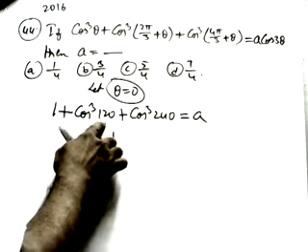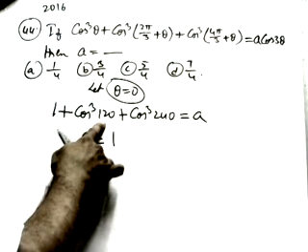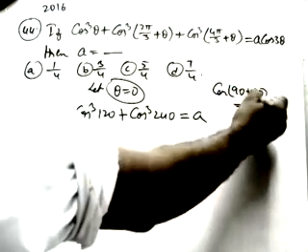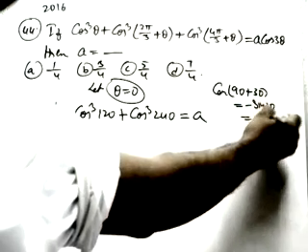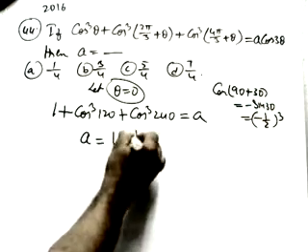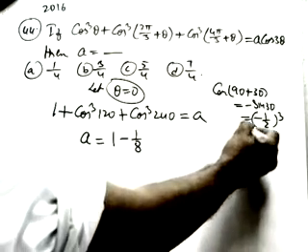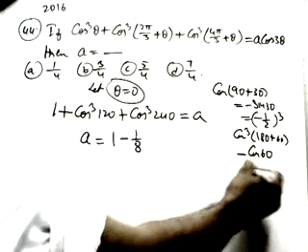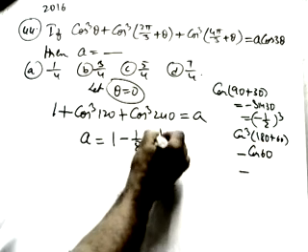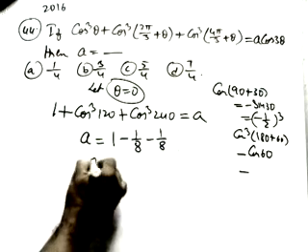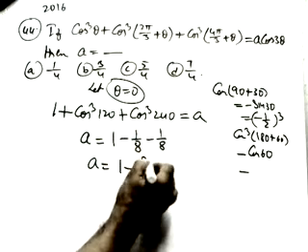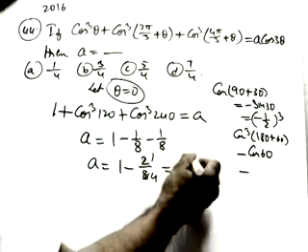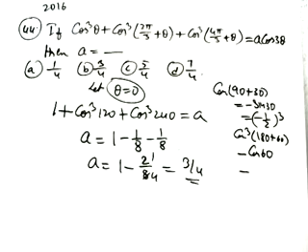A equals 1. Cos 120 means cos of 90 plus 30. This can be written as cos of 90 plus 30, which is minus sine 30. So this will be minus sine 30, which is 1 by 2, cubed. So this becomes minus 1 by 8. This is also cos cube of 180 plus 60, which is minus cos 60. Minus cos 60 is minus 1 by 2 cubed, meaning minus 1 by 8. So a equals 1 minus 1 by 8 minus 1 by 8, that is 1 minus 2 by 8. 4 ones are 4, 4 minus 1 is 3 by 4.